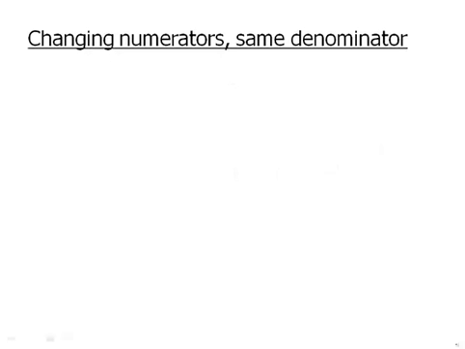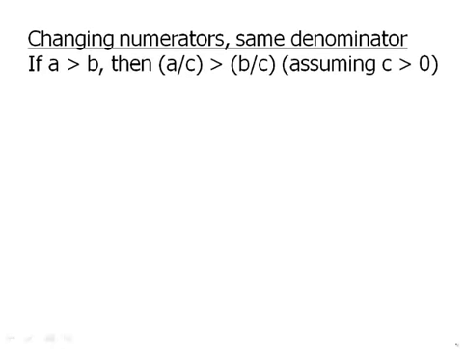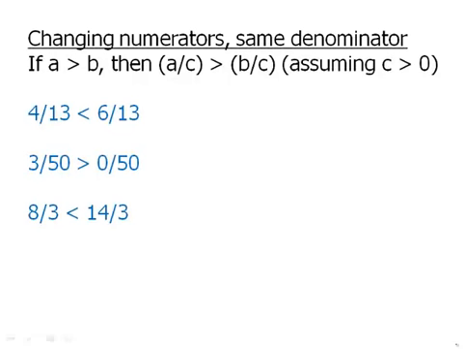First of all, a very basic rule: changing numerator, same denominator. If we keep the same denominator, then making the numerator bigger makes the fraction bigger. Making the numerator smaller makes the fraction smaller. This is probably pretty obvious. And so these are some examples. These are probably things that most people find pretty easy to see which one is going to be bigger.